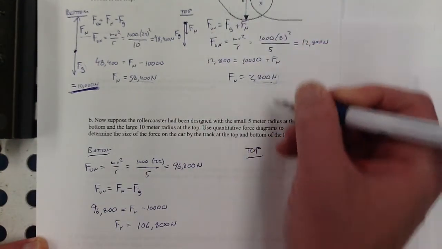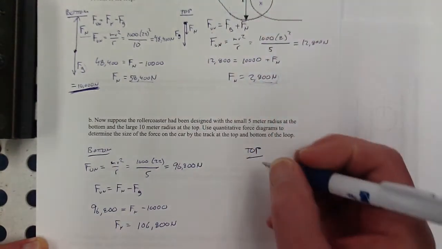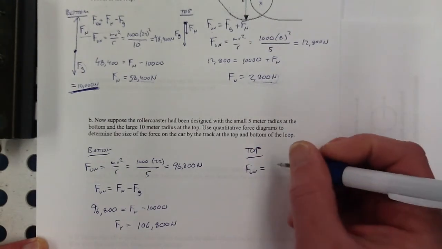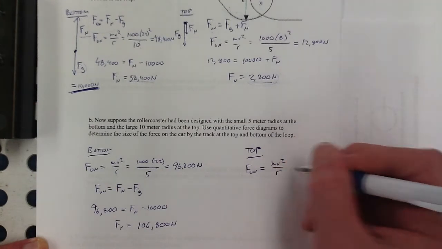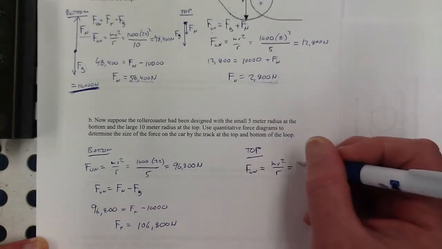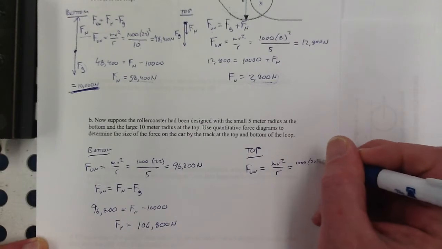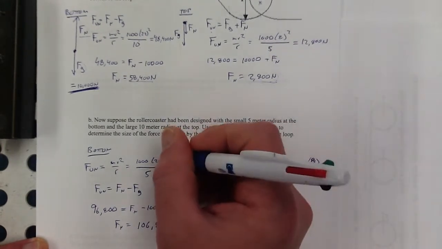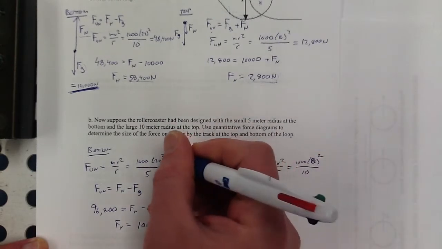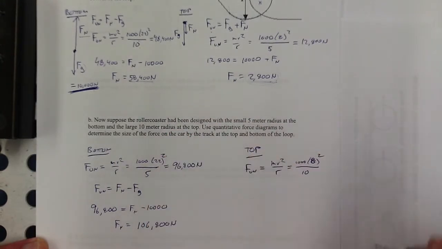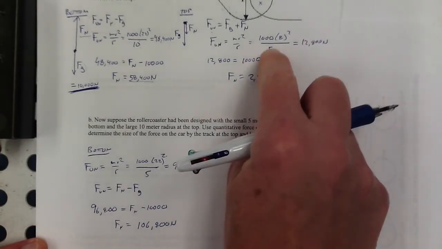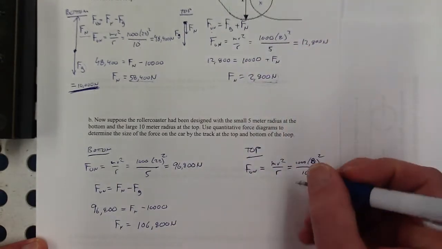Now at the top, what if we put that 10 meter radius at the top? That's mv squared over r. Oops, I'm going to only go an 8 here. Sorry, I forgot to write the square there. I did it in the calculator though. Promise. So if I double the number on the bottom, that's going to cut this in half.